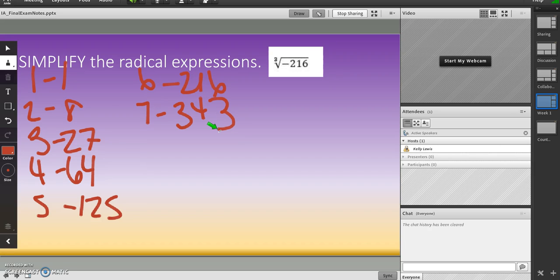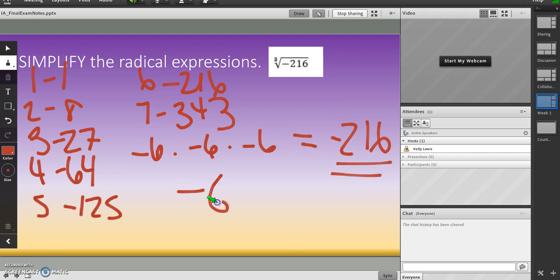All right, but we need negative 216. So let's try negative 6 times negative 6 times negative 6. I'm just going to type that in my calculator. Negative 6 times negative 6 times negative 6, and I get negative 216. Yay. So my answer is negative 6, because when I multiply it by itself three times, I get negative 216.